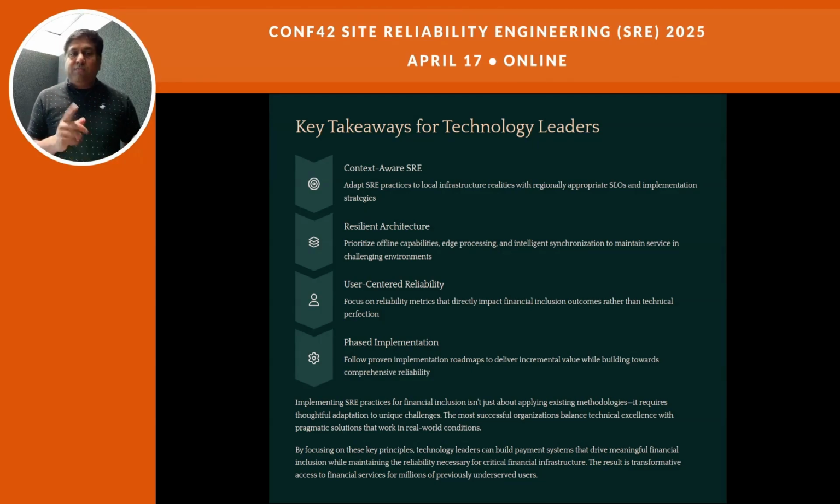Secondly, design for resilience, incorporating edge computing, caching, and robust synchronization. Third, remain user centered. Reliability must directly enhance financial inclusion. Lastly, adopt a phased approach to implementation. And these will make sure we have a great implementation in place.